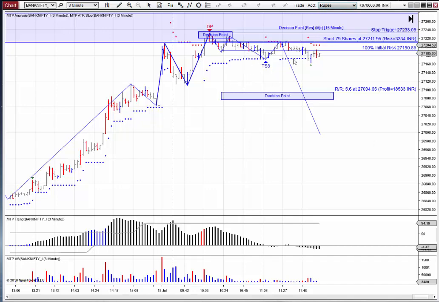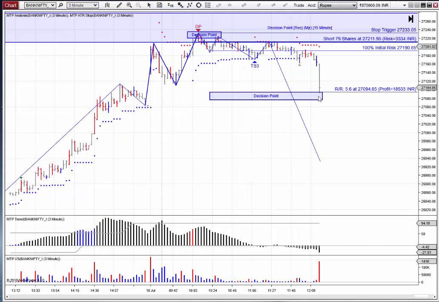And as you can see, it chopped around sideways for a while, started to decline, hit this target here. Now the question is, do you come out at this profit target here, or how do you manage the trade? Well, if you had come out at this profit target, this would have been a good trade, not because the profit was big in rupees, but because it was big in risk to reward. As you can see here, our profit here would have been approximately 5.5 times greater than the initial risk.